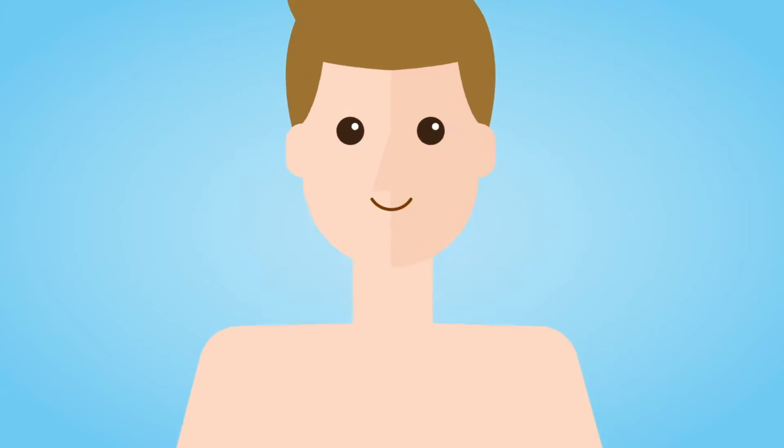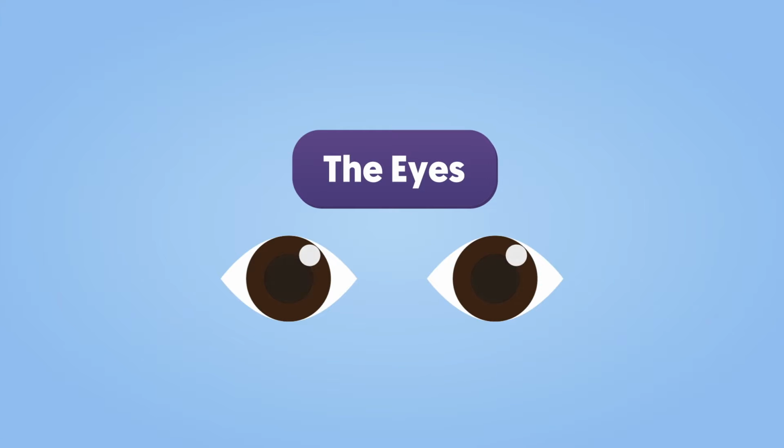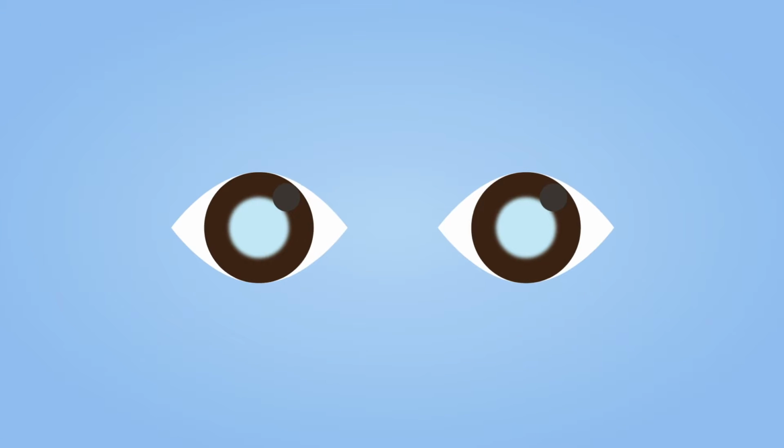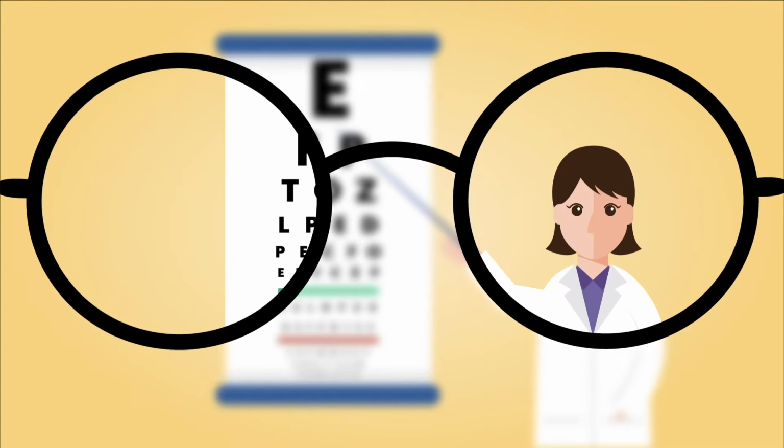Let's take a closer look at each of the most affected areas, starting with the eyes. Damage to the fine blood vessels behind the eye can result in poor vision, known as retinopathy. An optometrist will monitor the health of the eye and identify any changes early. Annual reviews with the optometrist are recommended for most people with diabetes.